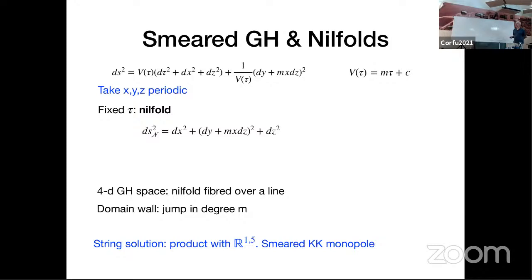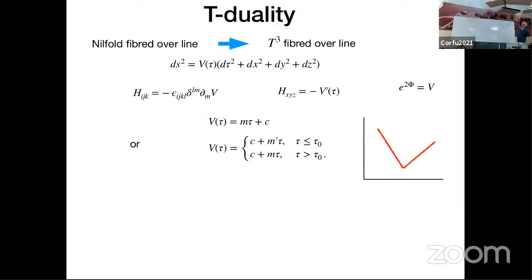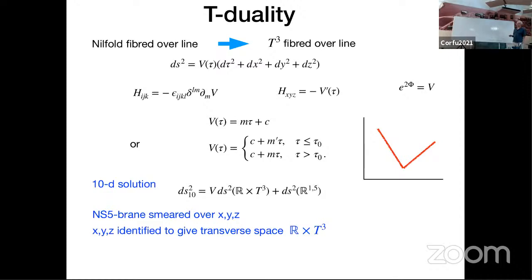And then we can take a string solution giving a smeared Kaluza-Klein monopole. To trivialize this, we get the T3 fibered over a line. We get this geometry. So we get flat four-dimensional space, and the V can be piecewise linear like this. We get a dilaton as well, and a B field, and the 10-dimensional solution looks like this. And this could be interpreted as a Neveu-Schwarz five-brane geometry smeared over the coordinates x, y, and z. And we can then identify these to give a transverse space R cross T3 instead of R4.